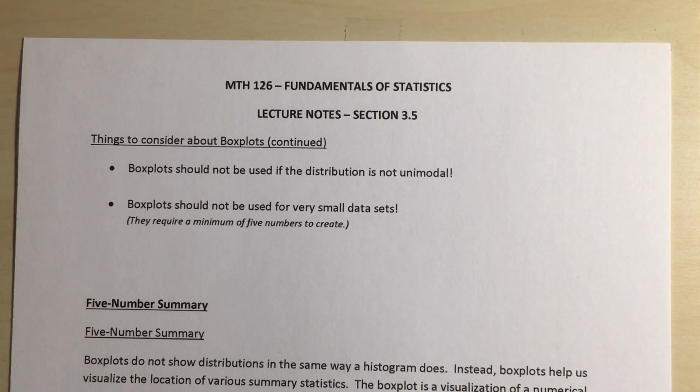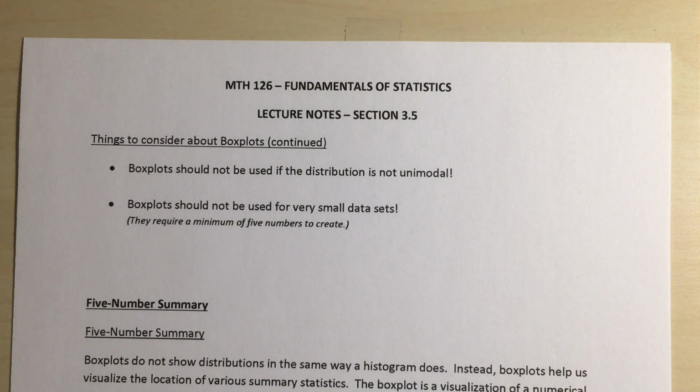A couple of other things worth mentioning on the next page. Box plots should not be used if the distribution is not unimodal. So if we have a bimodal distribution, if we have two peaks, we don't want to use box plots. So when we're using box plots, we don't necessarily need symmetric data. It's okay for skewed data as well. We just don't want it to have more than one mode.